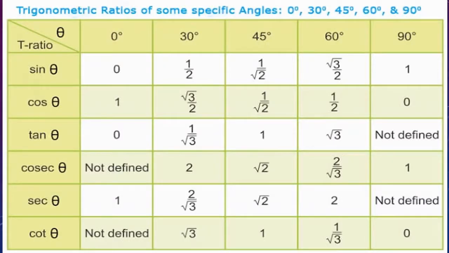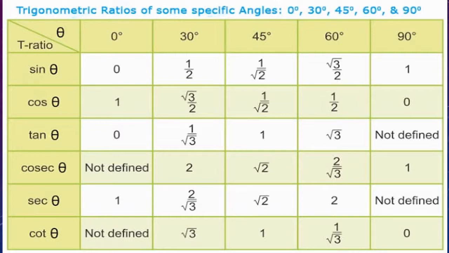Now let us have a quick recap on trigonometric ratios of some specific angles, that is 0 degree, 30 degree, 45 degree, 60 degree and 90 degree. So as I have told you, vertically we are going to write the trigonometric ratios, that is sin theta, cos theta, tan theta, cosec theta, sec theta and cot theta, and horizontally we are going to write the values of theta, that is 0 degree, 30 degree, 45 degree, 60 degree and 90 degree.